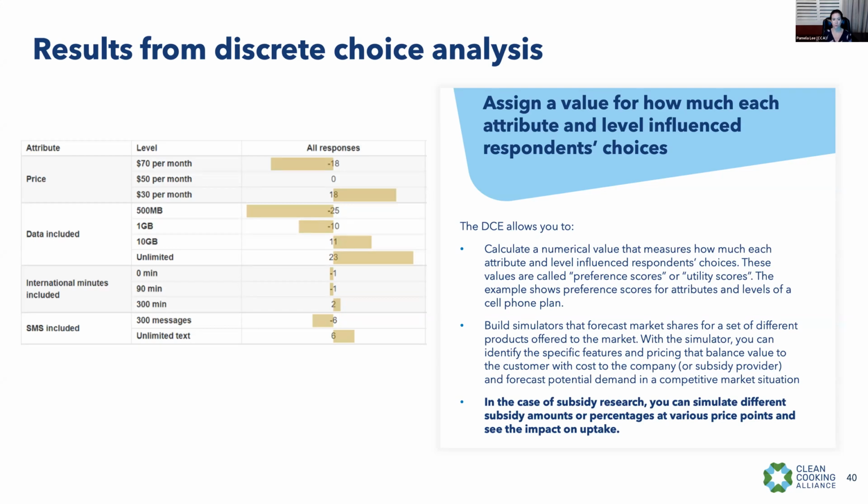So for example, while we know that everybody wants the lowest price, what happens if price is restricted to say $50 per month, and then you can see how these levels shift and where the preferences go. So you can use that simulator to create different combinations of features and see what happens then to market share. Or in the case of subsidy research, we can see what happens at different subsidy levels, different types of subsidies, and see how that impacts adoption or uptake.